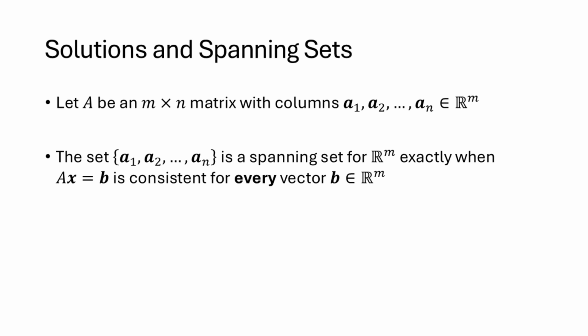If we recall our definition of spanning set from the previous lecture, the set containing A1, A2, all the way up through An is a spanning set for Rm exactly when Ax equals B is consistent for every vector B in Rm. That set of A vectors being a spanning set for Rm means that every vector in Rm can be constructed as a linear combination of those A vectors. But the product Ax represents a linear combination of those A vectors. So this is just another way of saying the same thing that we've already learned.